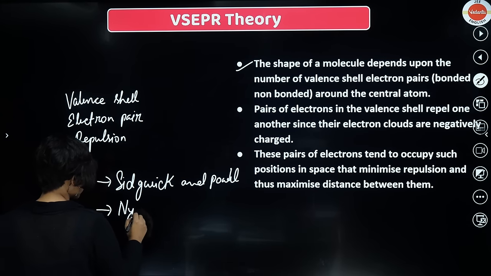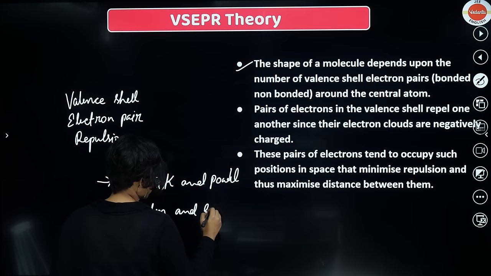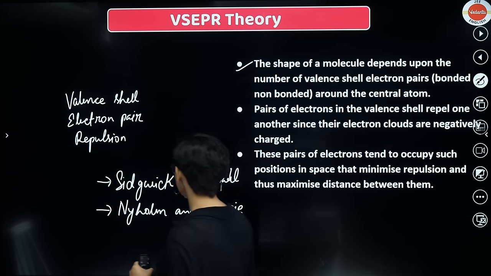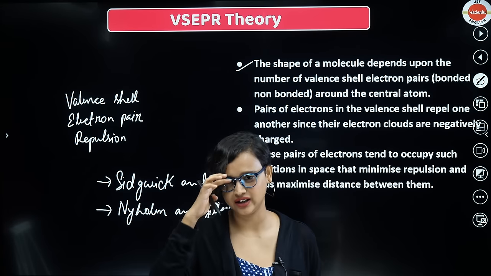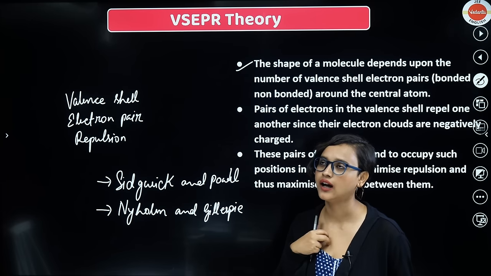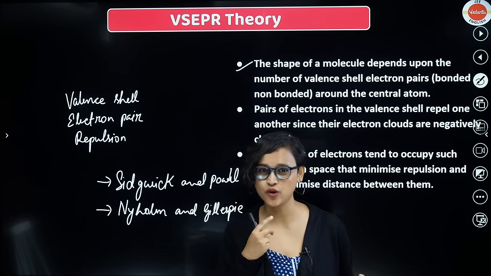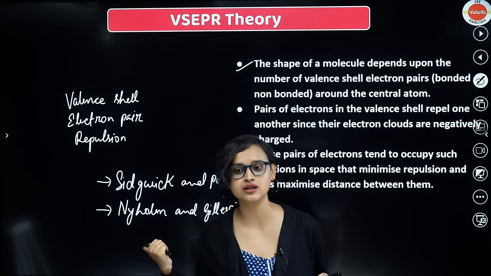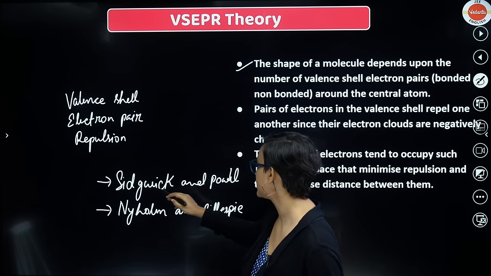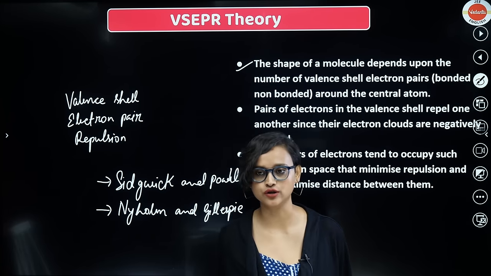Nyholm. I hope I have written the right spelling. If you want, you can check it from your NCERT. I think you'll find it, okay? So Nyholm and Gillespie, about 10 years after our independence, 1957. 1947 is when we got independence, right? 1957 is when they developed it. And 1940 was when Sidgwick and Powell had given it up. I mean, they said that this is how it is going to look like, okay?